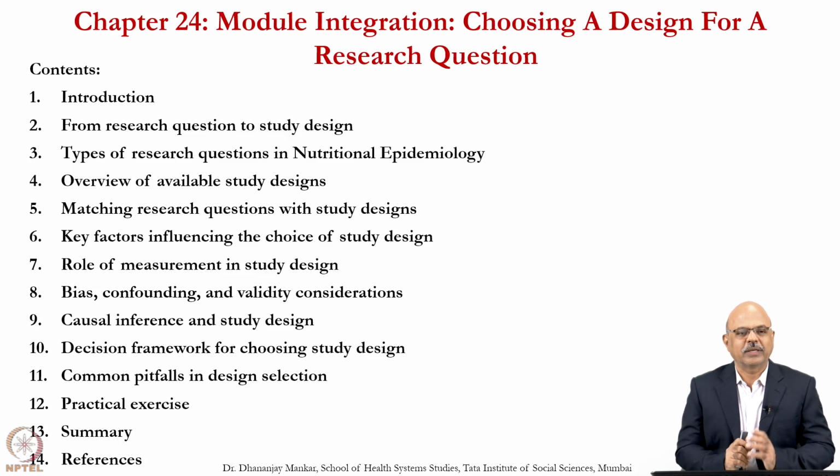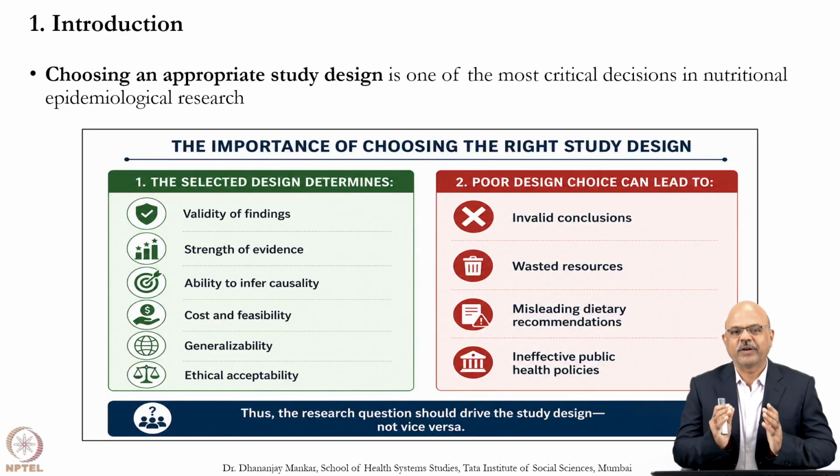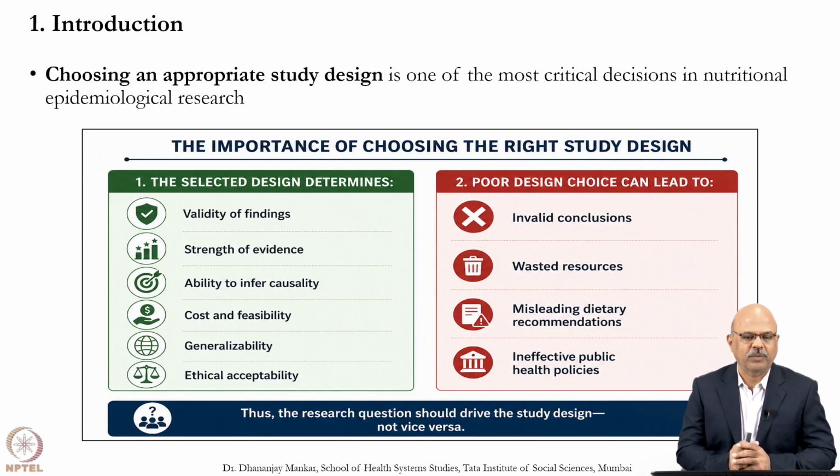We will be taking ahead the types of research question in nutrition epidemiology, an overview of available study designs, matching research questions with study designs, key factors influencing the choice of the study design, role of measurement in study design, the bias, confounding, validity consideration, causal inference, decision framework, common pitfalls in the study selection, and practical exercise. So let's begin. Choosing an appropriate study design is one of the most critical decisions in nutritional epidemiological research.